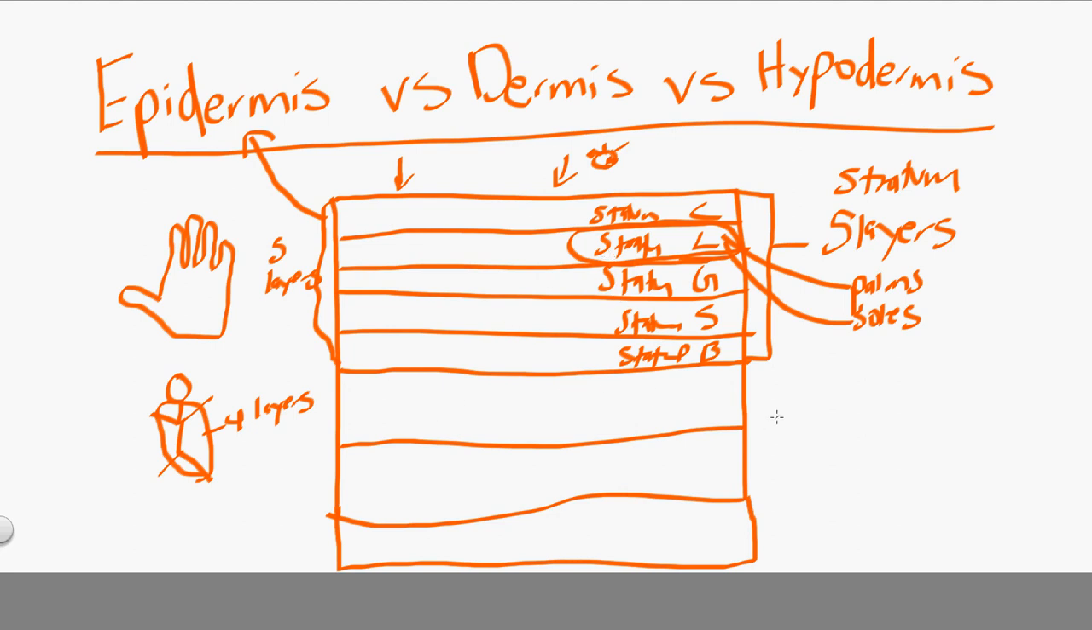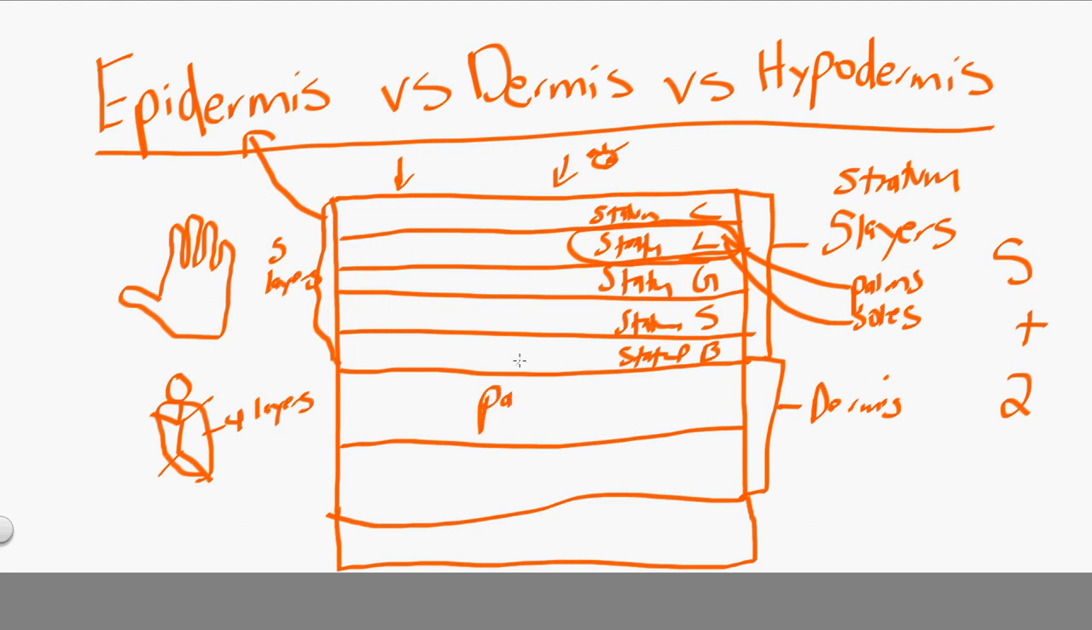Now the next 2 layers. Remember the first 5 is the epidermis. The next 2 layers are the dermis. So how many do we have so far? We have 5 in the epidermis, 2 in the dermis. So far we have 7 layers. If you stick a needle going all the way down in here, you're going to go through 7 layers. So the dermis has 2 layers.